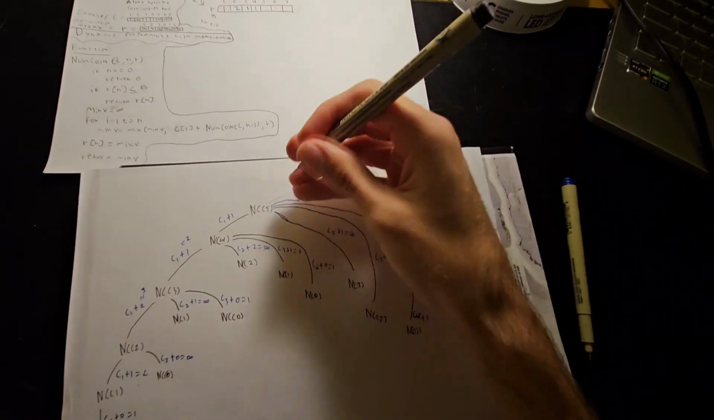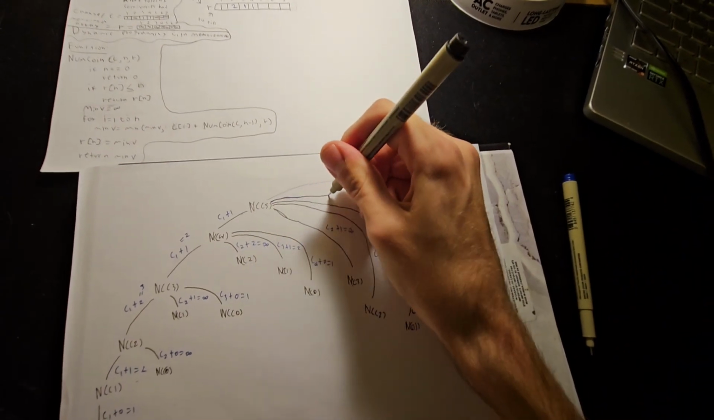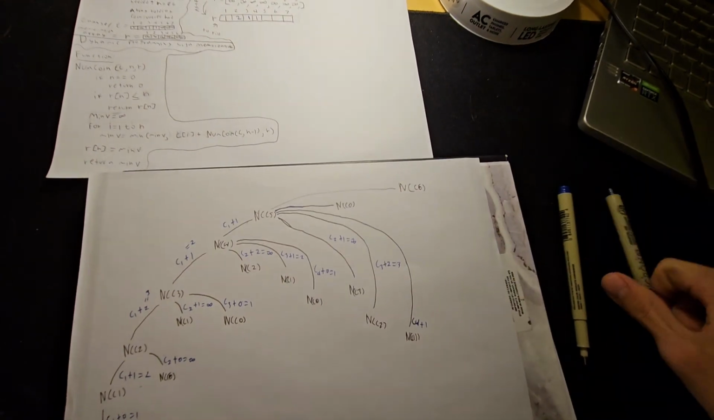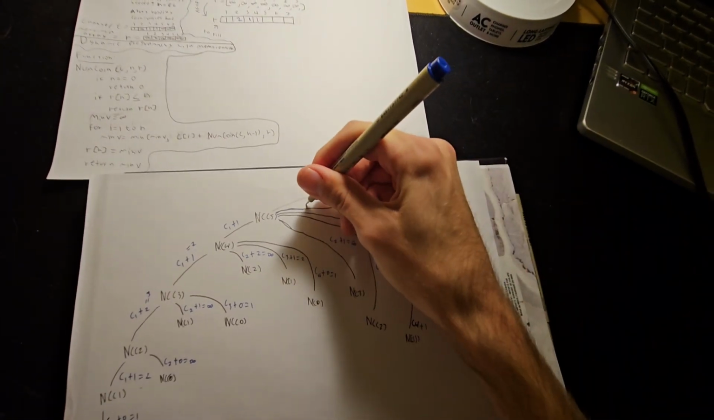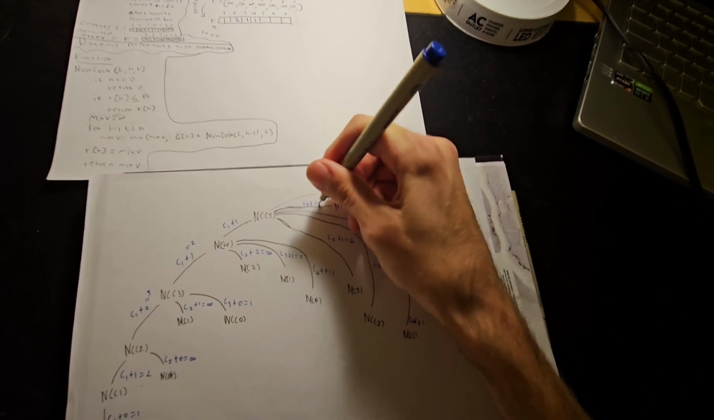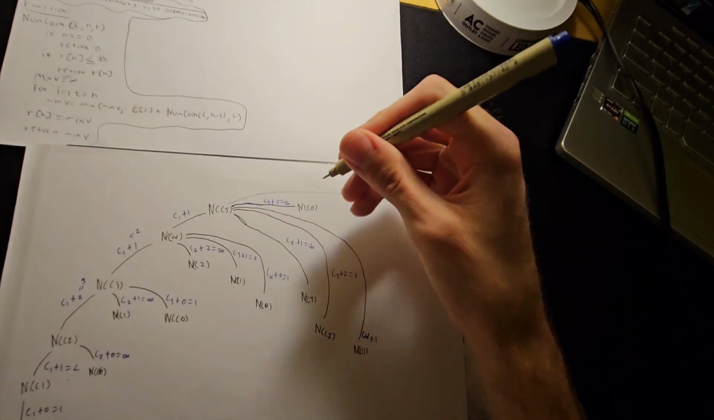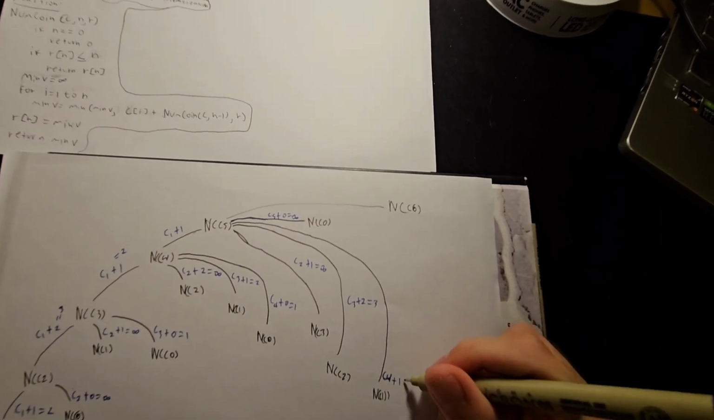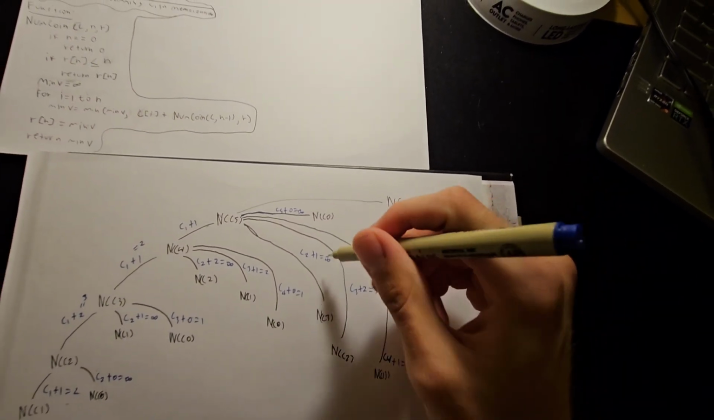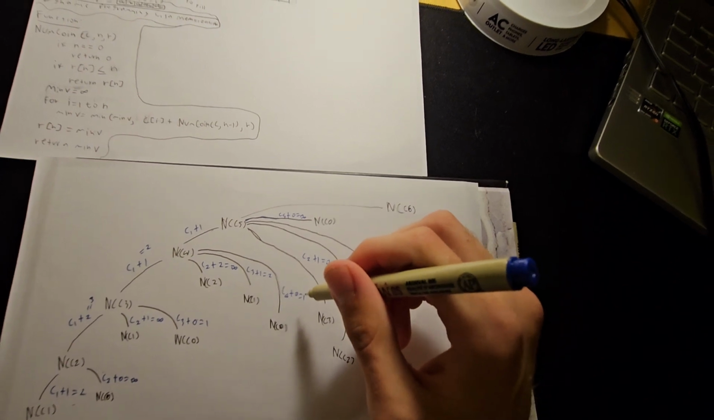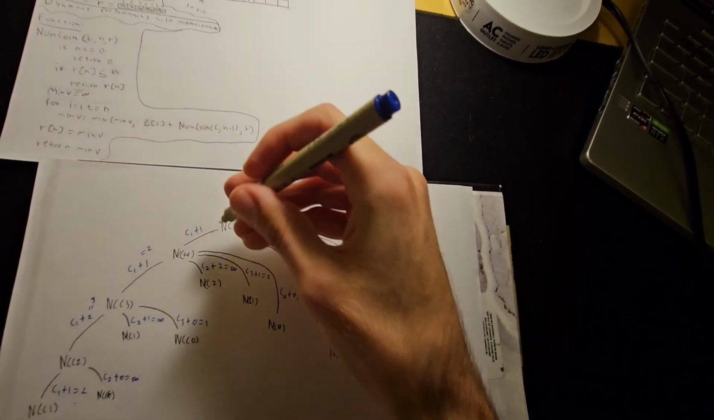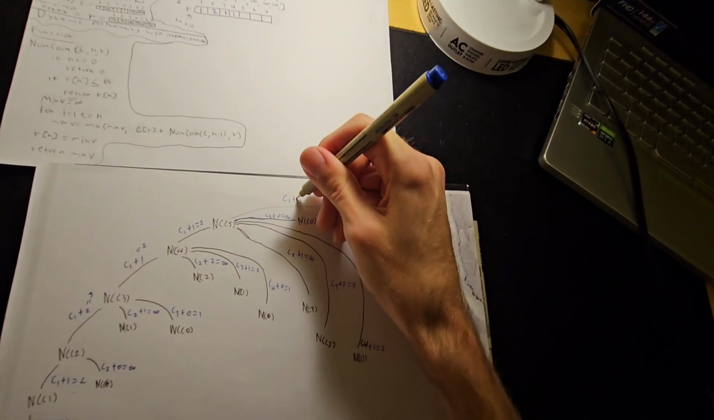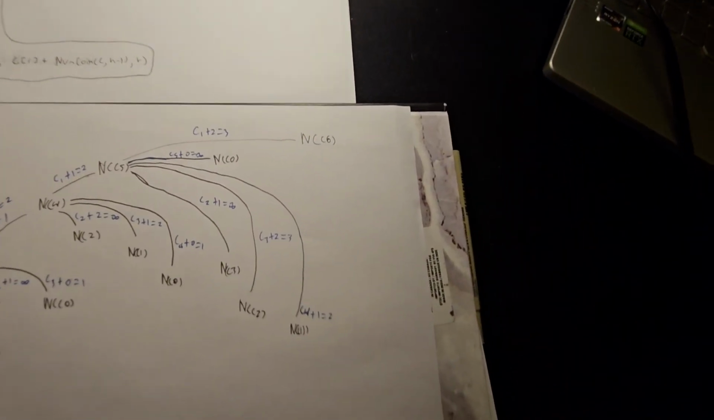Finally, it's going to come out to NC0, which is going to become a C5 plus 0 equals infinity, because we don't have a 5-cent coin. So out of all these, you got 2, 3, infinity, so you're going to go with 2. So it's going to be C1 plus 2, which is going to equal 3.